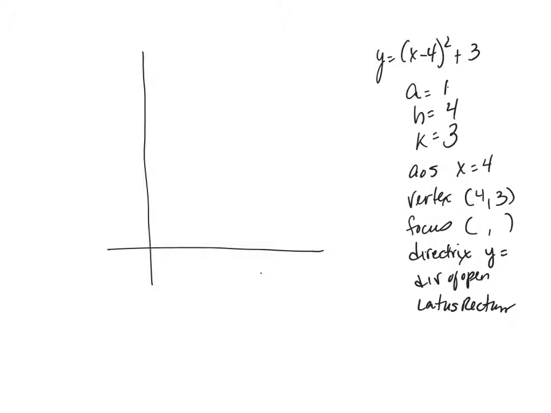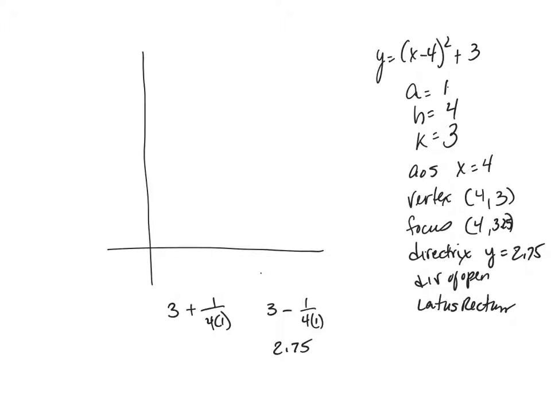And the focus is going to take us a little bit more to figure out. The focus is H, comma, so the first number is 4. But we need to figure out what 3 plus 1 over 4 times A is equal to. Okay? So it's 3 and 1/4. So it's 3.25. Okay? The directrix is 3 minus 1 over 4 times 1. So that's 2.75. 3 minus 1/4 is 2.75.